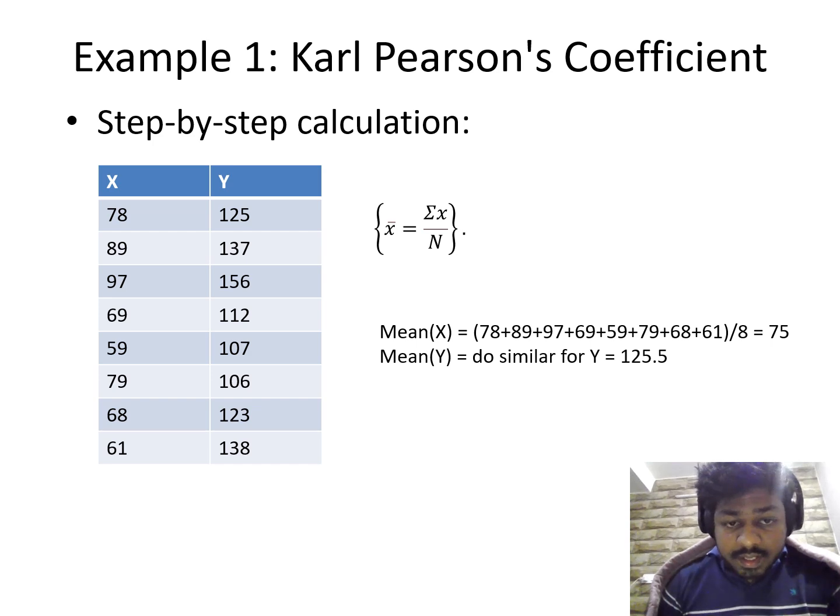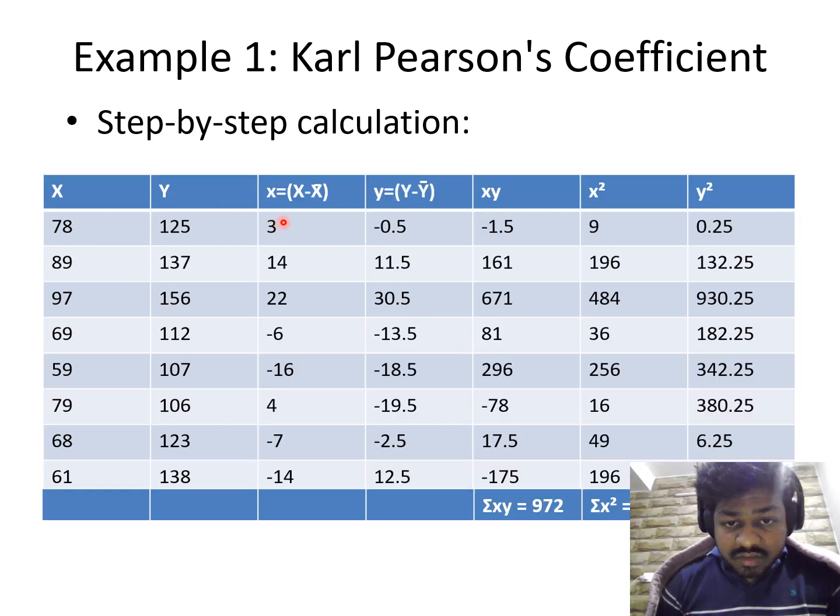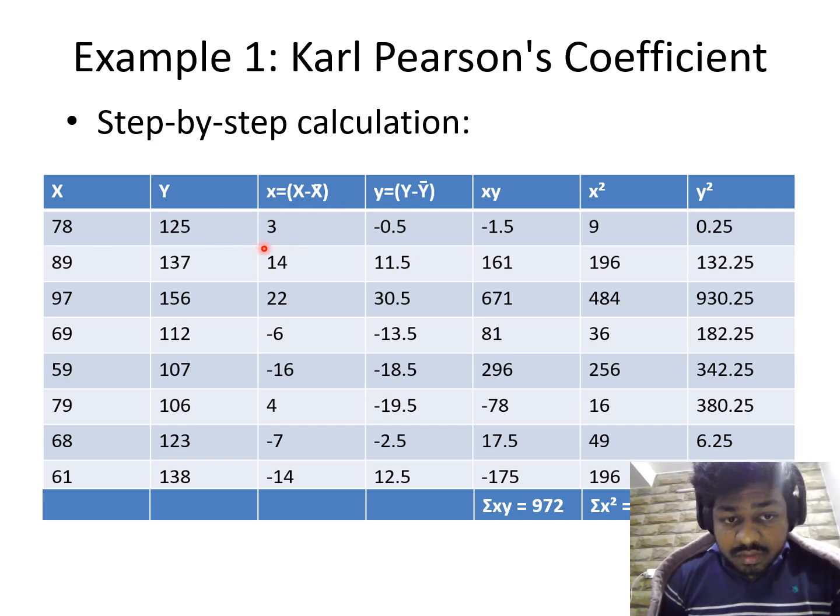Next, we'll calculate small x and small y, which basically means capital X minus the mean. In our case, the mean of x, x bar, was 75, so it came out to be 3.